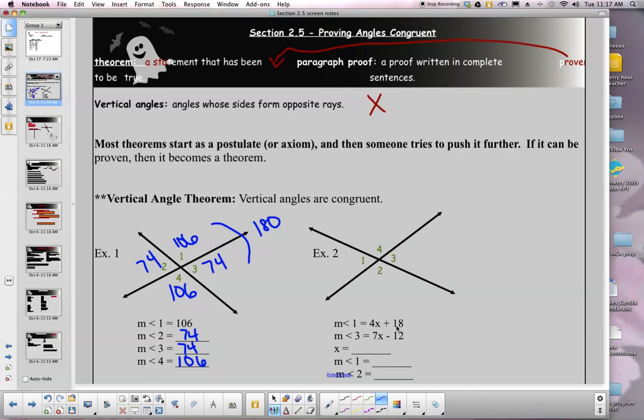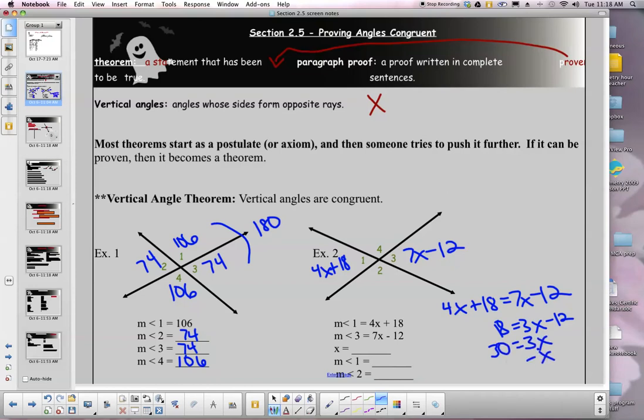Another example problem, this one has a little more algebra in it. They tell you that angle 1 is 4x plus 18, and that angle 3 is 7x minus 12. So using the vertical angle theorem, saying that those 2 things are equal to each other, we could set up the algebra problem. We could say that 4x plus 18 equals 7x minus 12. And then we would subtract our 4x's over here, so we'd have 3x minus 12 equals 18, and then we would add our 12 over here, so it would be 30 equals 3x, divide by 3, x is 10.